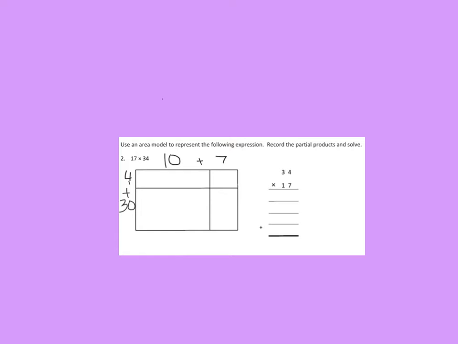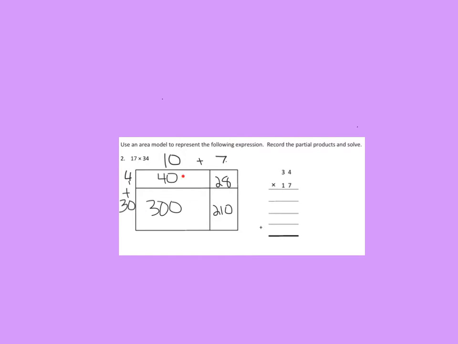So we look and we see 4 times 10 is going to give us an area in this little box of 40. We see that 10 times 30 is going to give us an area in this box of 300. Then we do 4 times 7 to get an area of 28. And then we do 7 times 30 to get an area of 210.